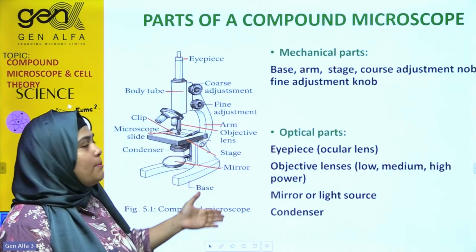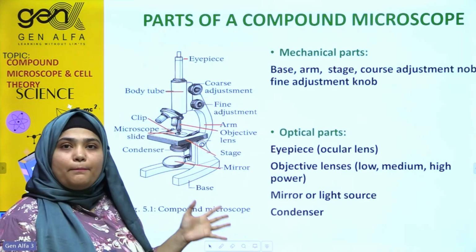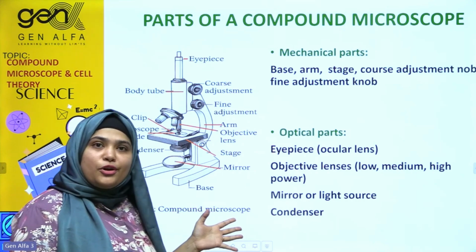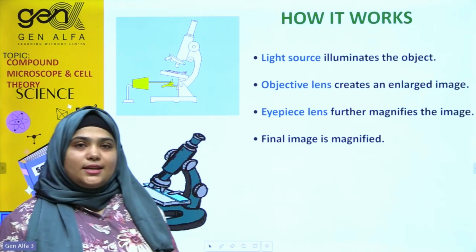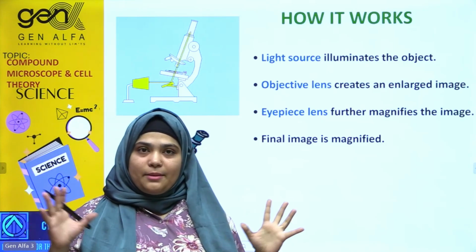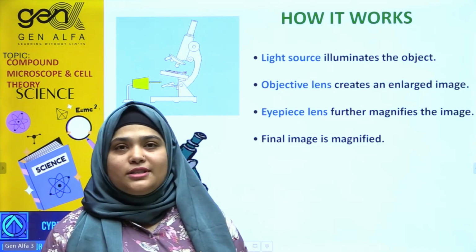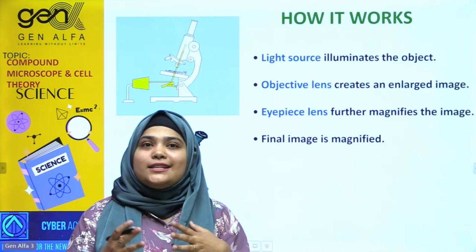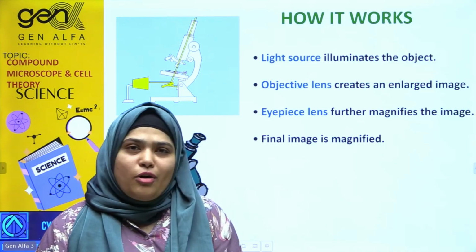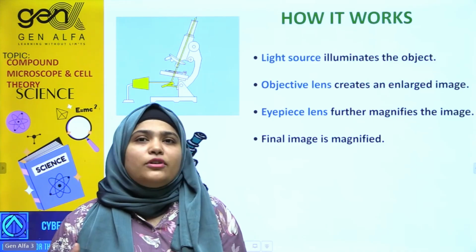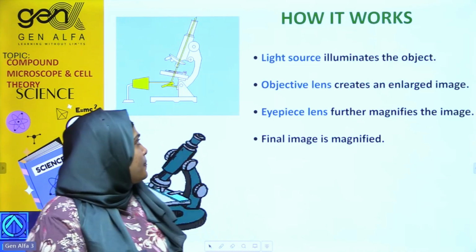So this was all about the parts of the compound microscope. Good to go to the next slide. How it works. Now we are clear with the microscope parts. Now it's time to discuss how these parts combine and help in viewing the smaller objects. What is the working of a compound microscope?